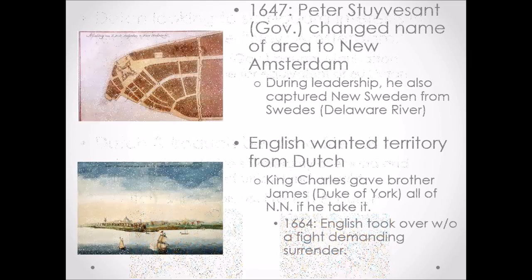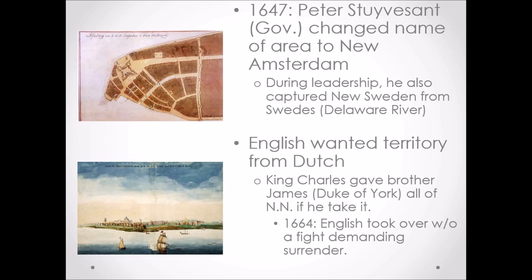So a man named Peter Stuyvesant becomes the governor of New Netherland and New Amsterdam, and in 1647 he changes the name to New Amsterdam and creates this city at the southern end of Manhattan Island, which is, I guess, downtown Manhattan now. During his leadership, he's the one that goes down into New Sweden and is able to conquer it with some men, ultimately, during this war that these two groups have been having.